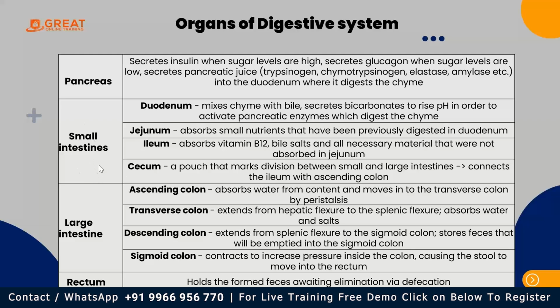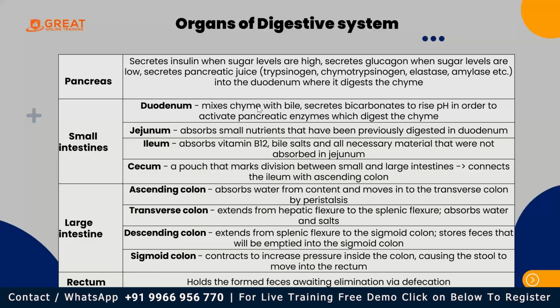Then we have the small intestine. These are the parts of the small intestine: duodenum, jejunum, ileum, and cecum. We get straightforward questions: what are the parts of the small intestine or large intestine? The small intestine consists of the duodenum, jejunum, ileum, and cecum. The large intestine consists of the ascending colon, transverse colon, descending colon, and sigmoid.